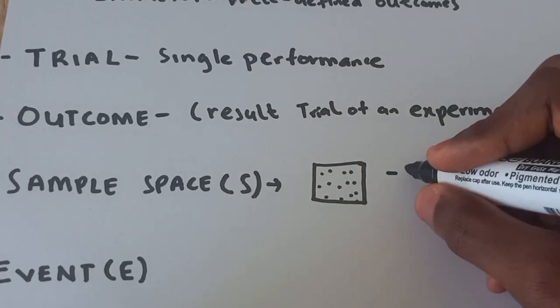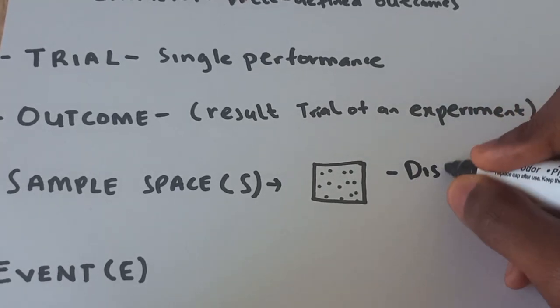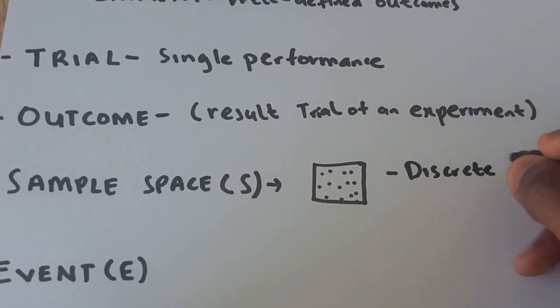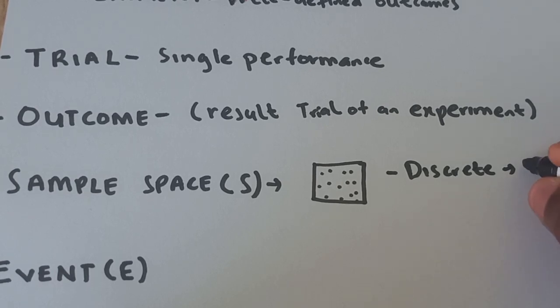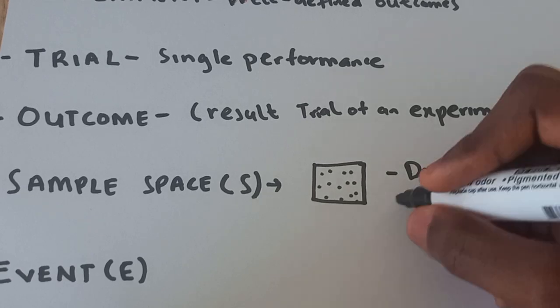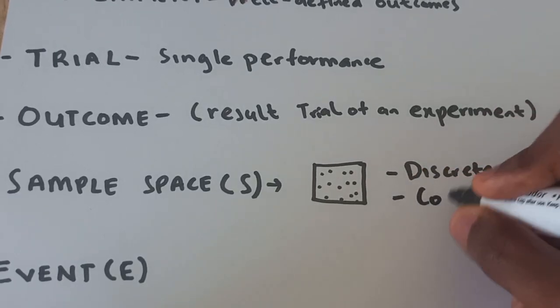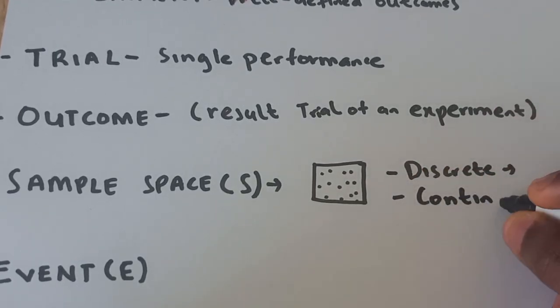We have one, when the sample space is discrete, that is, it consists of a finite or countably infinite set of outcomes. So it means that you can count the outcomes. And we have two, the continuous. This contains intervals of real numbers.